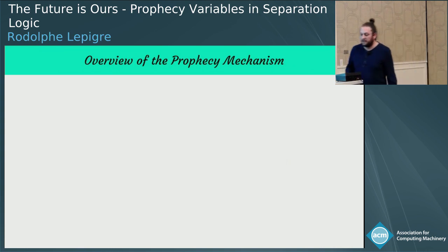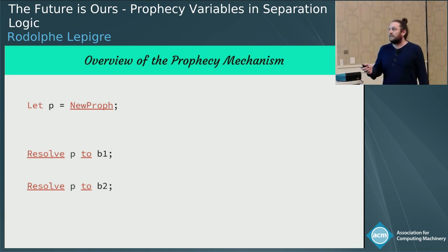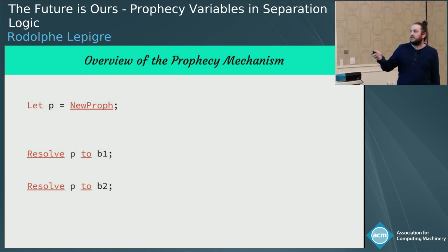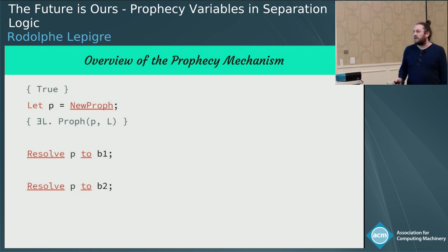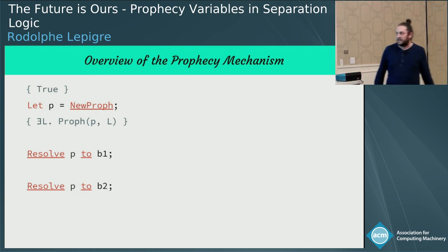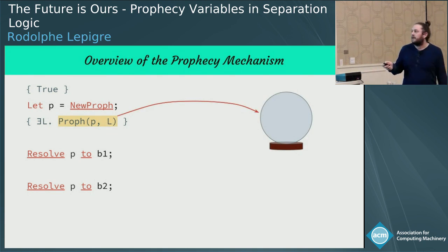Okay, so now let's see prophecies in action. I'm going to do that by showing you a proof outline of what happens when we reason with prophecies. So the first thing we do here is create a new prophecy variable. So what happens there is that we get ownership of a prophecy assertion, prof PL, that relates the prophecy P to its future resolutions, L. And so this assertion really corresponds to our crystal ball. And note that L here is existentially quantified because our proof should work for any possible prediction.